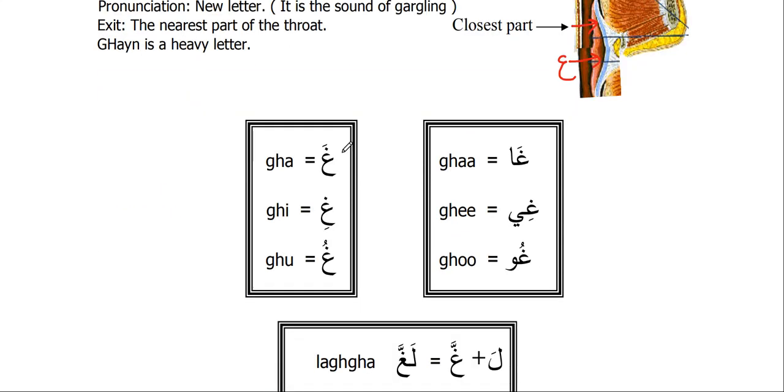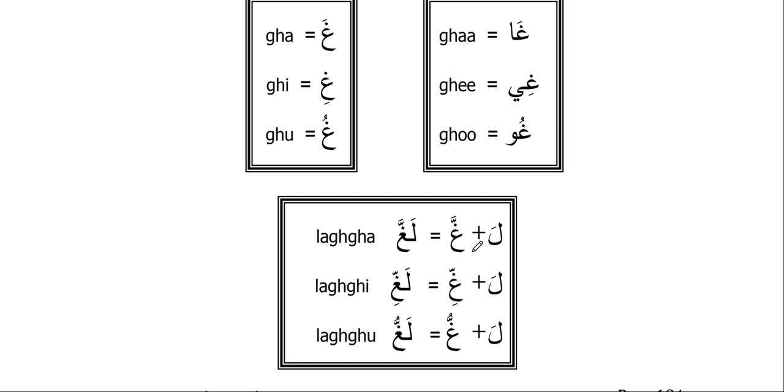So here in this box you can see ghain fatha, ghain kasra, ghain damma, and ghain with all the three long vowels as gha, ghi, and ghu. So how are you going to pronounce with the shadda? Lam, ghain with pause and ghain with fatha. Lagha. You need to pronounce very clearly with the pausal sound and with the fatha sound.